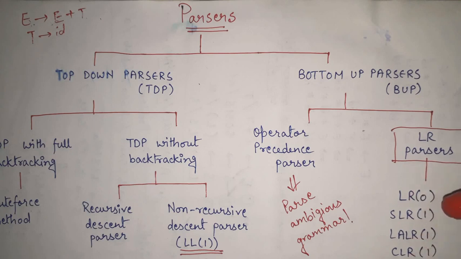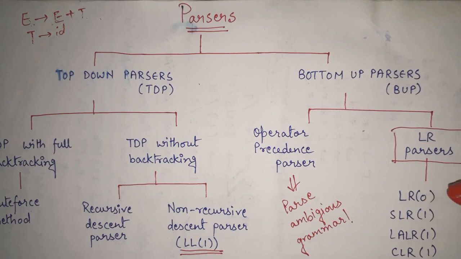What is this? See, in brackets we have 0, 1. What are these? These are actually about the canonical items. So what are the canonical items? What are look aheads? How to build the parsing table? What is the difference between the parsing tables of all these four parsers? All those things are very important.